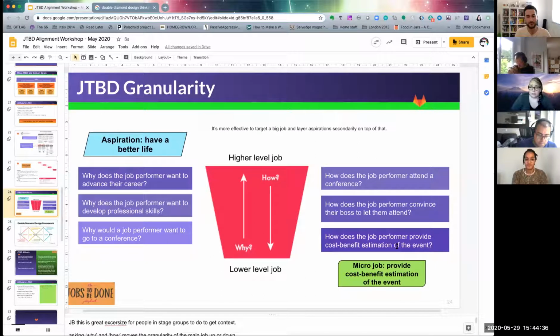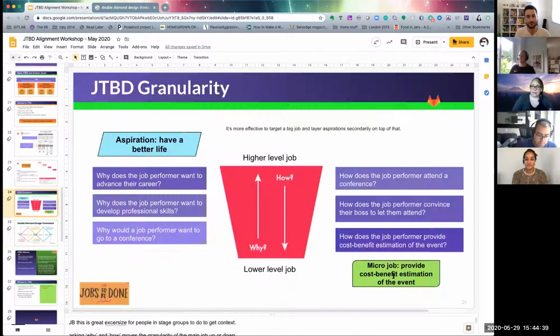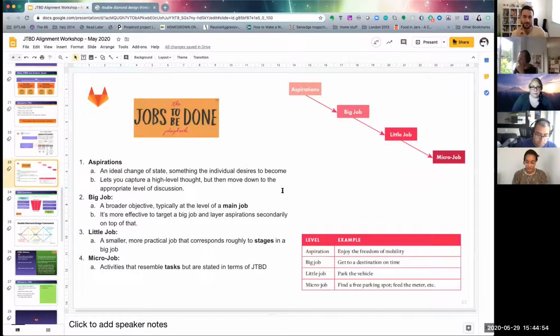How are they going to do that? That turns into your micro job or your task at the bottom here. So you're struggling with the same thing that I have talked to everybody about, that they're struggling with, which is this granularity and this altitude.